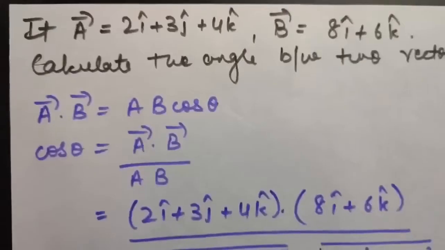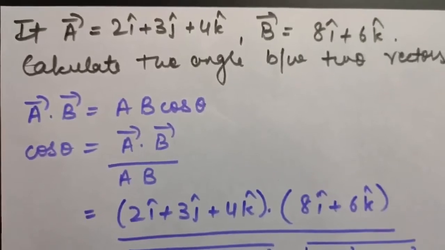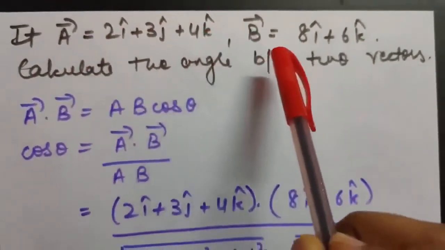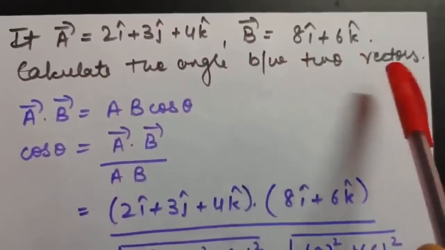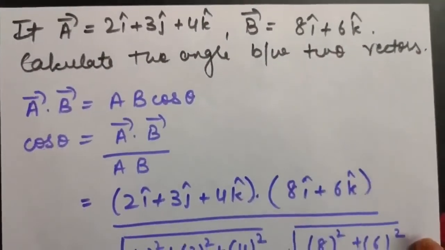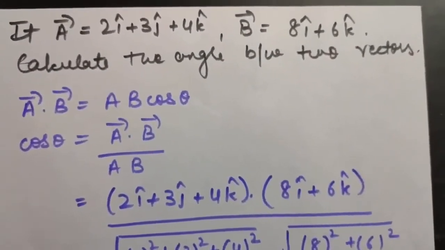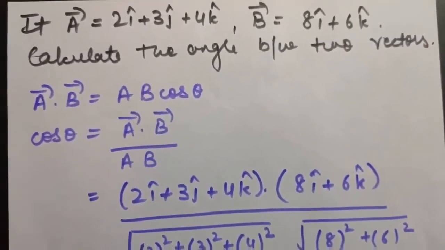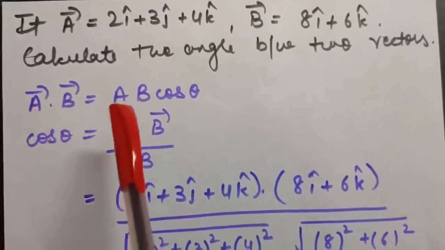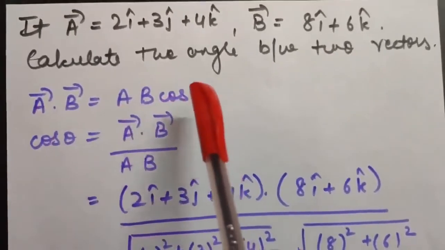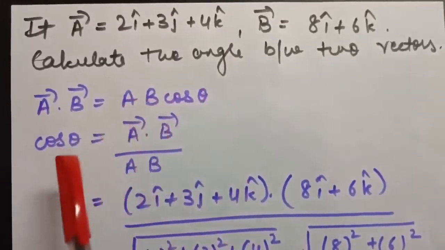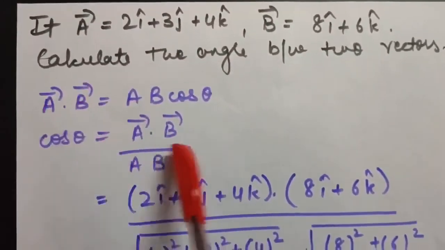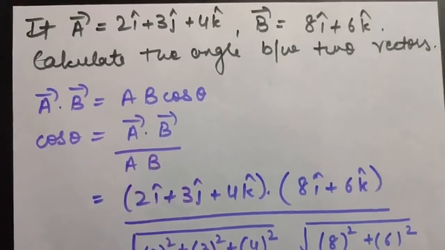Okay, so let us now look at the question. If vector A is this, vector B is this, you have to calculate the angle between the two vectors. Okay, so if you are given such type of question, you can use the dot product in such questions. Now you know A dot B is AB cos theta, where theta is the angle between A and B. So from here I can write it as cos theta will be equal to A dot B upon magnitude of A into magnitude of B.